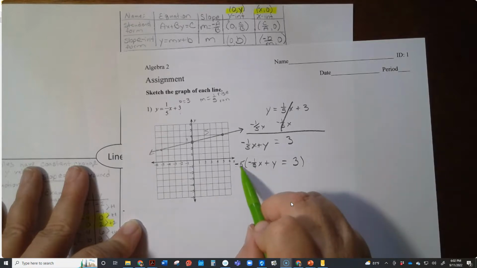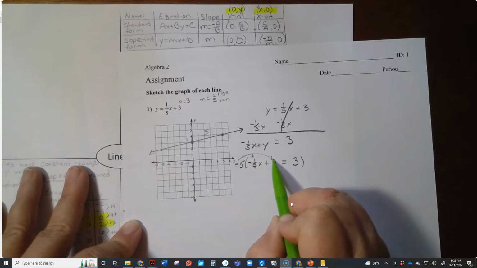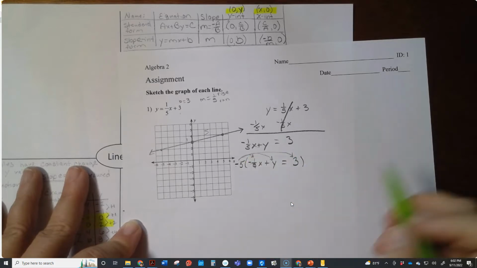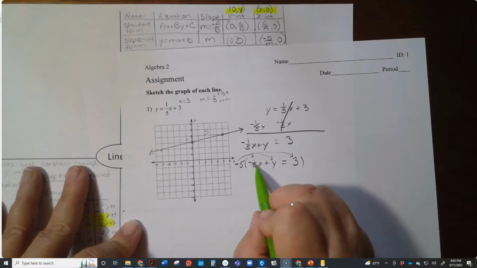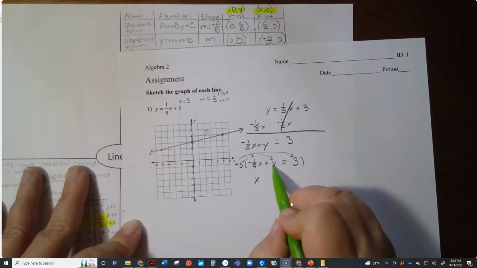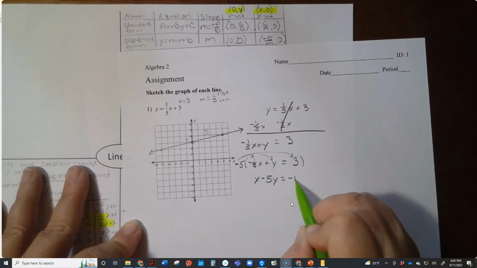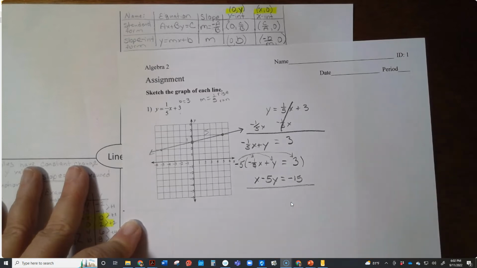And now this negative 5 right here has got to be multiplied by every term inside that equation. So when I multiply negative 5 times negative 1/5, it just leaves that to be an x. Negative 5 times y becomes negative 5y, and negative 5 times 3 becomes negative 15. Now I have my equation in standard form.